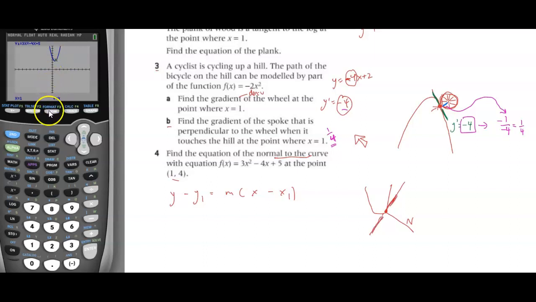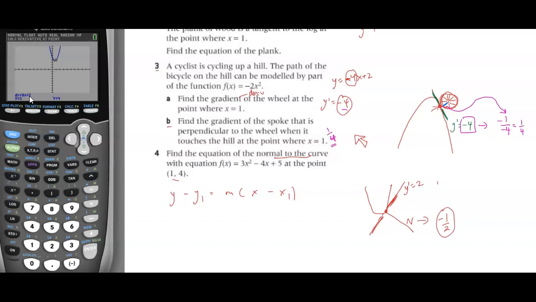How do I find it? I just need to find the derivative. Second calc dy/dx, which is number 6, and then I just type 1, enter. And it tells me that the derivative is 2. So the derivative of this is 2. What would be the slope of the normal line? It would be -1 over 2. Okay, so this is my normal slope.